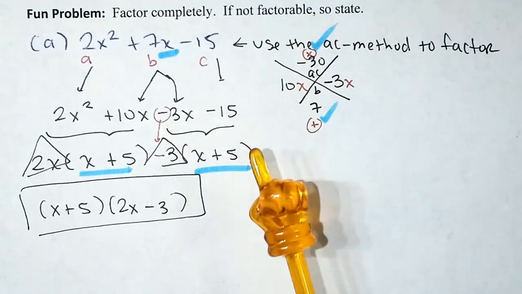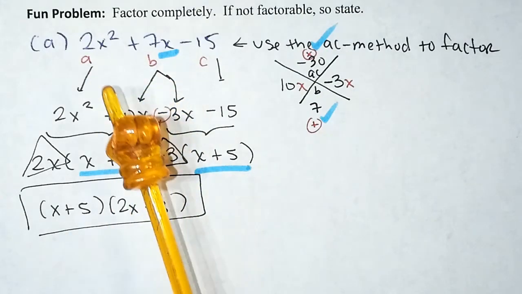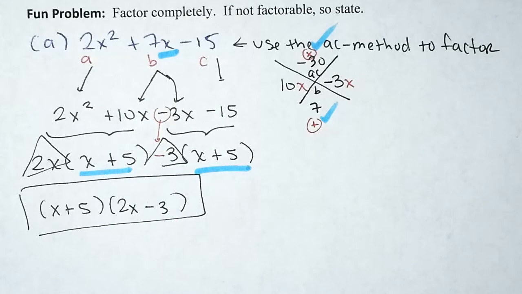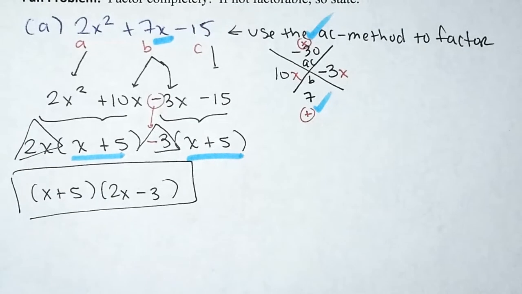How do we check it? Same way we did before. We FOIL it out and then confirm we get the original trinomial. So let's go ahead and do a problem that we did back in the day, yesterday. Or it may have been today, depending on when you watch the video.